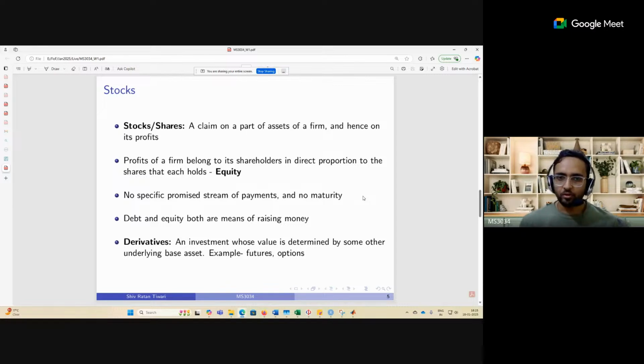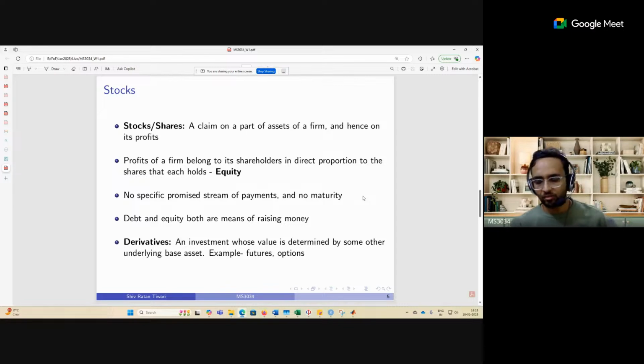We also call these shares or stocks equity, because each share has an equal claim on the profits of that particular firm. That's why we call them equity, like equal right. Unlike bonds, these equities do not have any promised stream of payments, and there is no maturity. If you are holding a share, you can hold it for an infinite period of time, as long as that particular firm is there in the market.